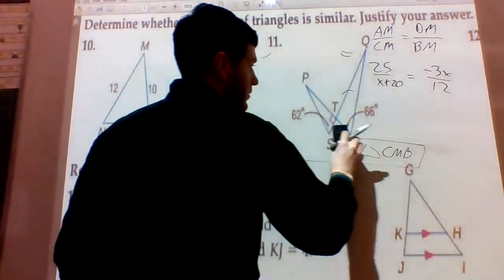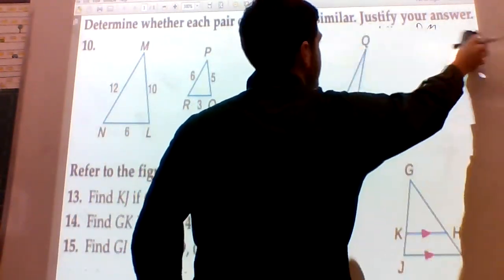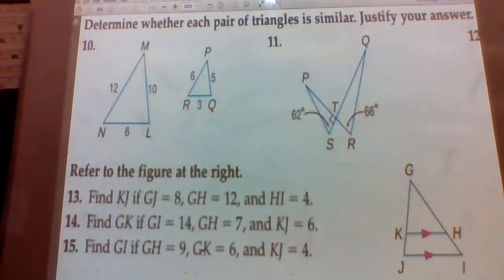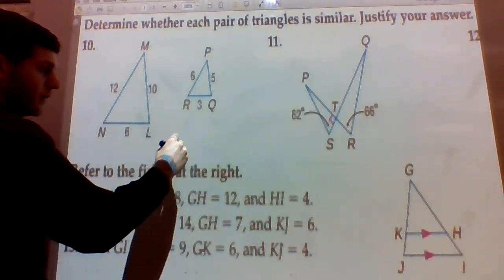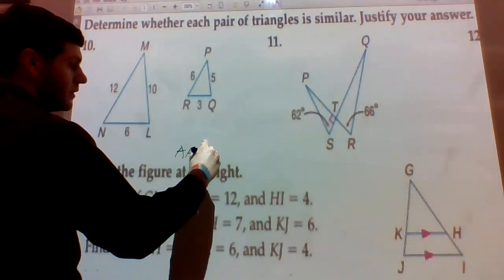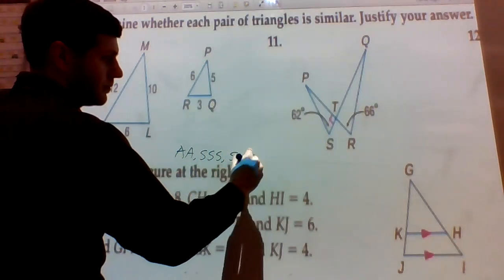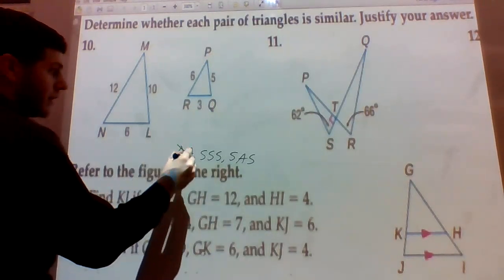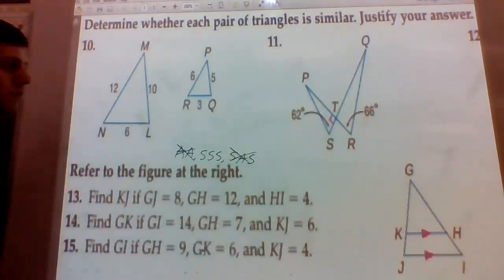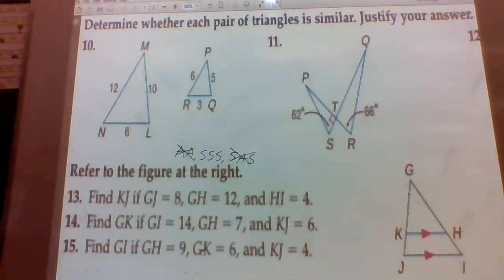Justify your answers. Okay, so we're looking to use one of the theorems if they are similar, and if not, we want to justify why they're not similar. All right, number 10. Again, we have 3 ways to show that triangles are similar. We have angle, angle, side, side, side, and side, angle, side. Do we have any information about the angles? We don't, so we know it can't be angle, angle, or side, angle, side, so the only one we can try is side, side, side.